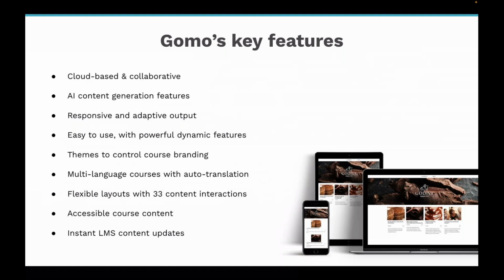But just to name a few, let's have a look at some of the key features that you get with your Gomo subscription. It's fully cloud-based and collaborative, so of course all you need to do is log in to access the tool. Gomo AI, as we'll see today, is feature-rich in content creation and review capabilities. It's fully responsive and adaptive, going back to how it looks wonderful no matter what the screen size or orientation. Content creation is easy.